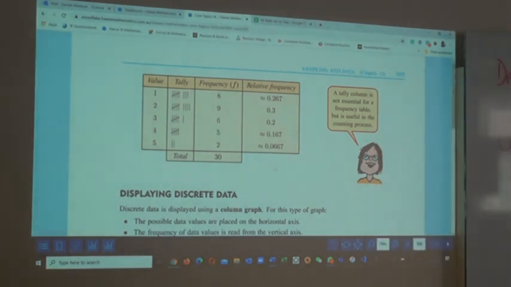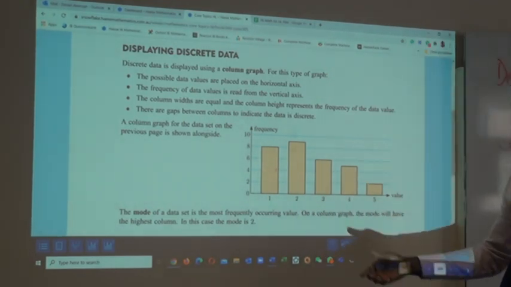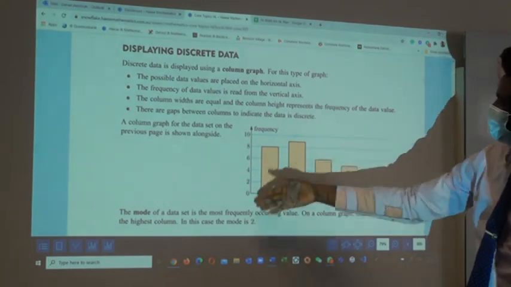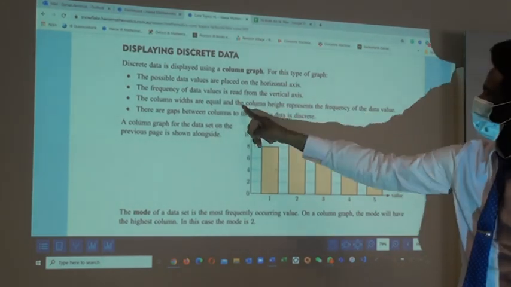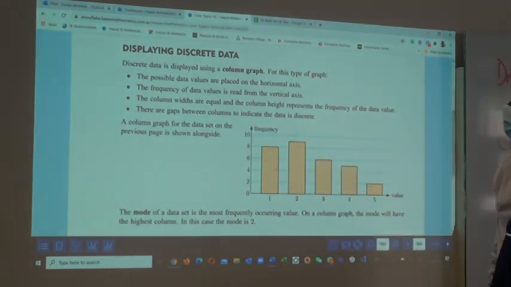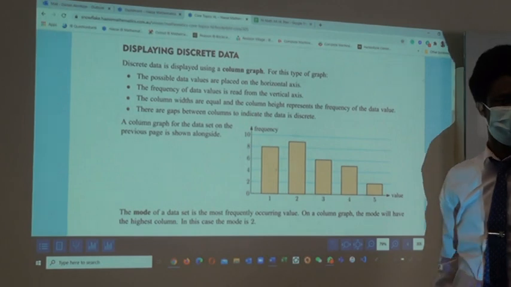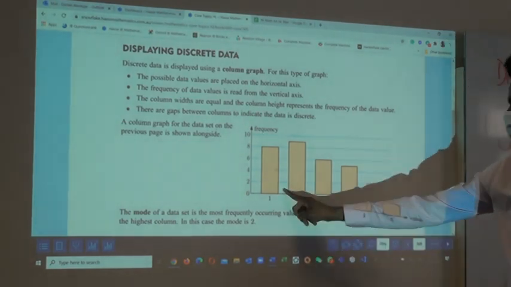1. So, when displaying discrete data, one of the forms is a column graph. The data are here. This is like your bar chart. Everybody knows bar charts, right? Just make sure the widths are the same. Take note of this. The frequency of the data is read like this. The column widths are equal, and the column height represents the frequency. The gap between the columns indicates that the data is discrete. This is 1, this is 2. It's not continuous. Continuous, they will stick together. Understand? And make sure the gaps are the same also.